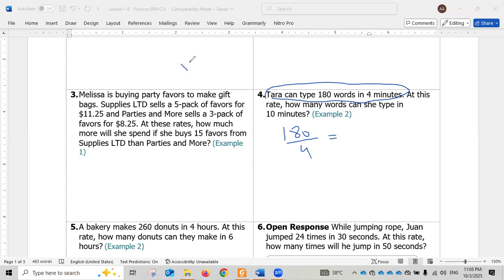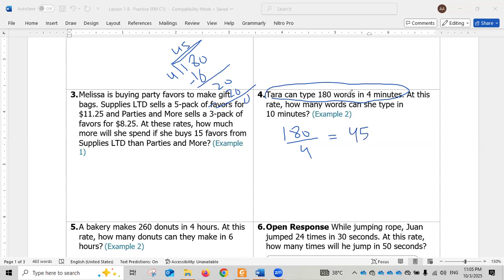So for one, we will have to divide like the last lesson. It's basically the same as the last lesson, only a little bit changed. Now we have 18, and 4 times 4 is 16. We have 2. We bring down 0, and 4 times 5 is 20, which leaves 0. So she can type 45 words in 1 minute.